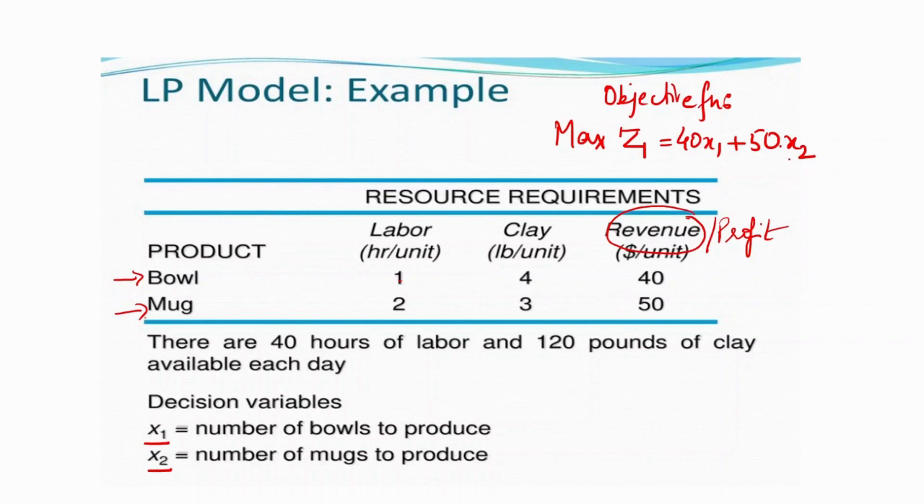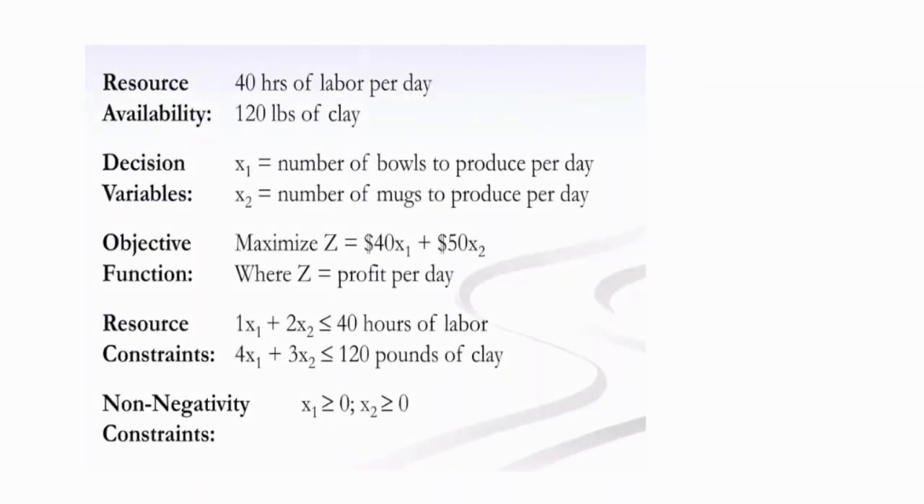Now, what about the constraints? The constraints would be given by the number of hours available for the labor, and the raw material available to us, the maximum of which is 120 pounds. So let's move ahead and see. The availability is 40 hours and 120 pounds of clay. And as I told you, we have to maximize Z, 40x1 plus 50x2, where Z is the profit per day we are talking about.